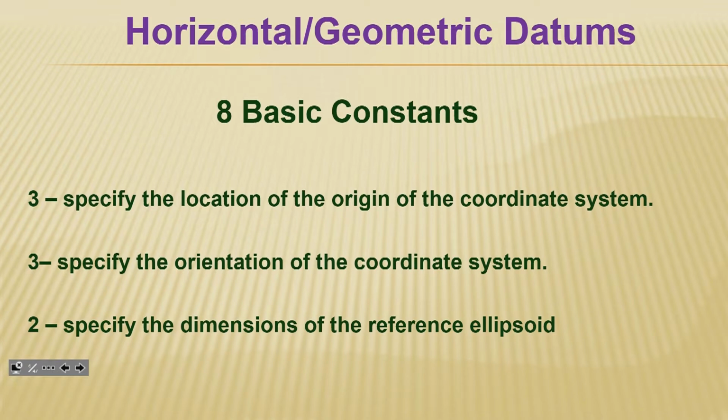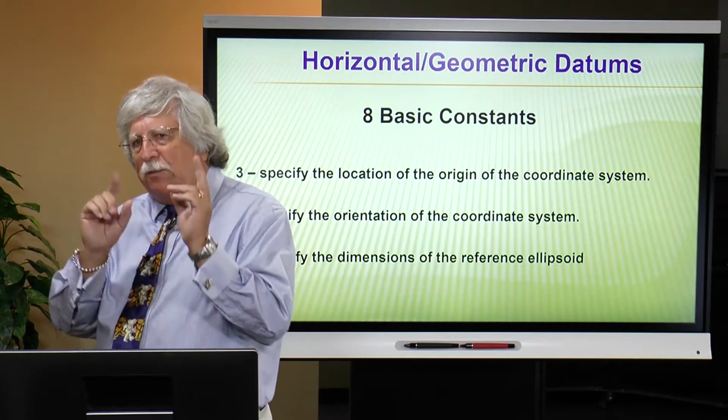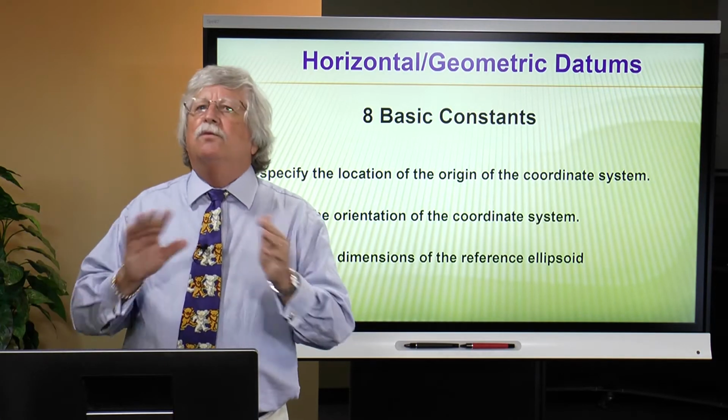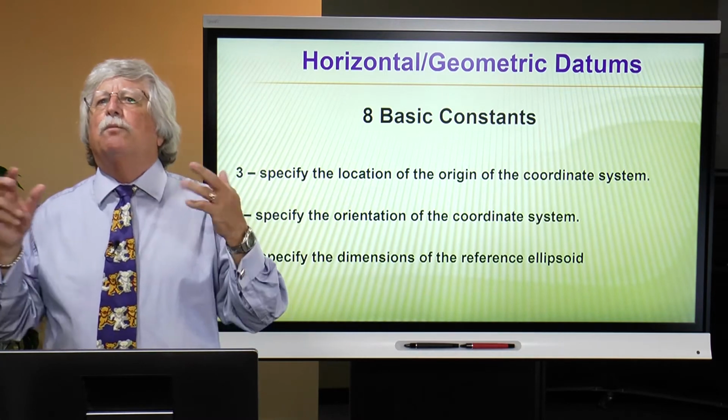So three define the location of the origin of the coordinate system. Let's look at our national datums for the United States. Today, the national system is referred to as the North American Datum of 1983. It replaced the North American Datum of 1927, or NAD 27. Let me describe those two, because they are the two most important that we see in the conterminous U.S.